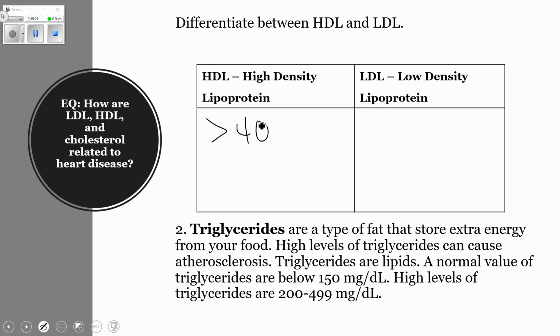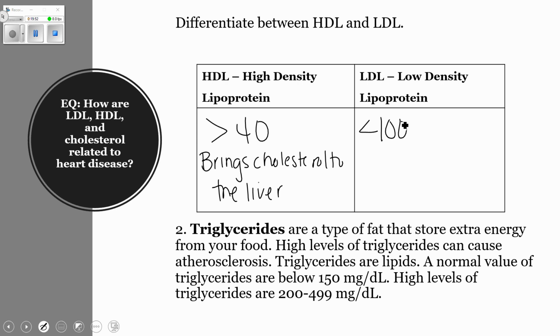40. Another thing to note is what the actual function is. So this brings cholesterol to the liver. When it brings that cholesterol to the liver, that is going to make sure that it's not going and building up inside your blood vessels. If it builds up inside your blood vessels, that's going to increase your risk of heart disease. Next up, we have the LDL. LDL is quote unquote bad cholesterol. You want this value to be less than 100.